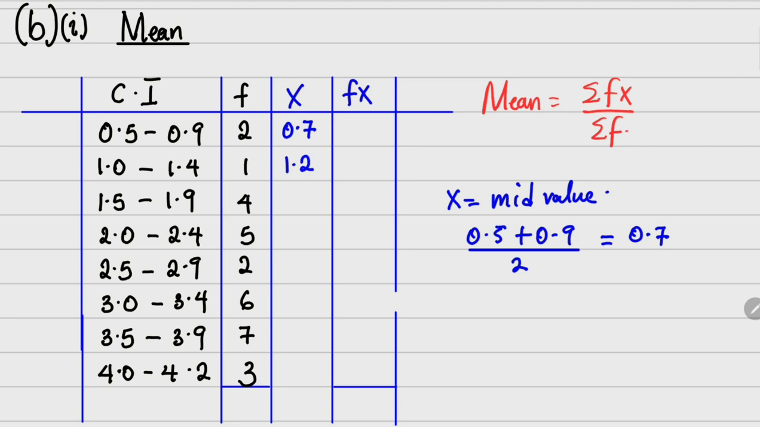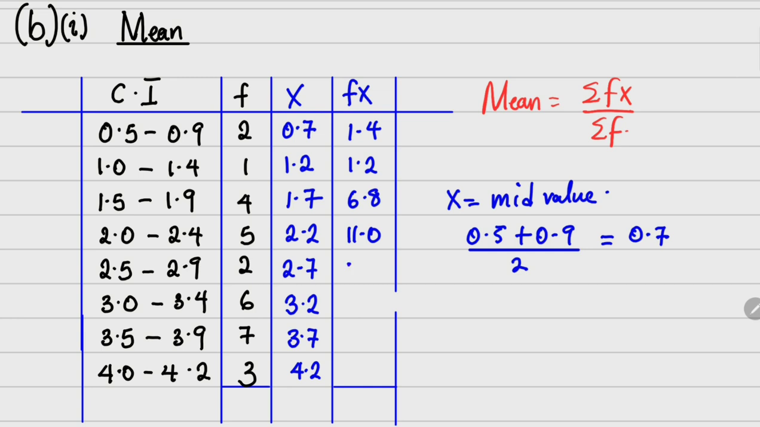And when you continue, of course, you have 1.7. So checking it, we fill it in. The last one is 4.2. So fx means whatever is in column f times x, the frequency times the mid value. The first one is 2 times 0.7, which is going to be 1.4. Then 1 times 1.2 is going to be 1.2. So we have 4 times 1.7, which is going to be 6.8. Once you do it, these are the things you are going to get to fill in the spaces.